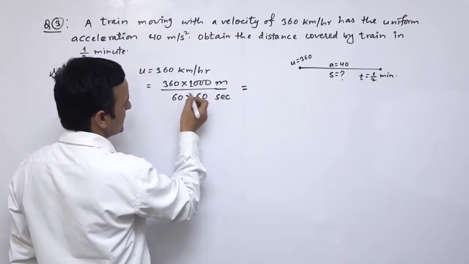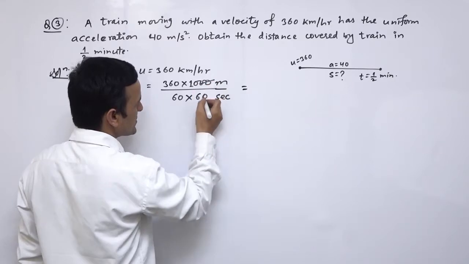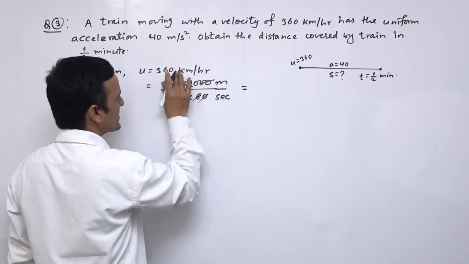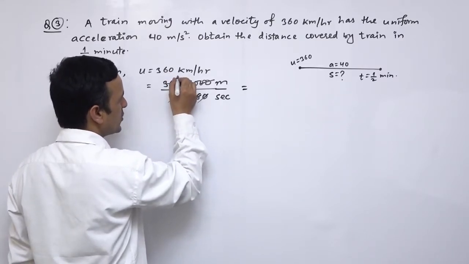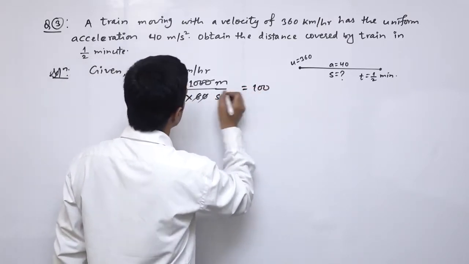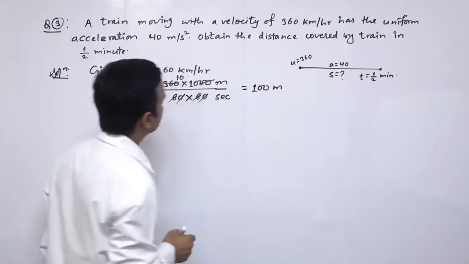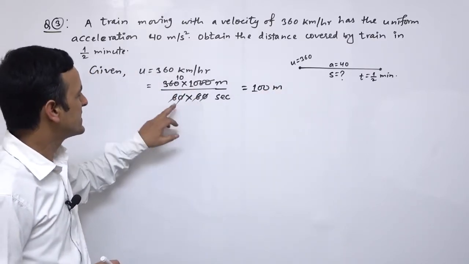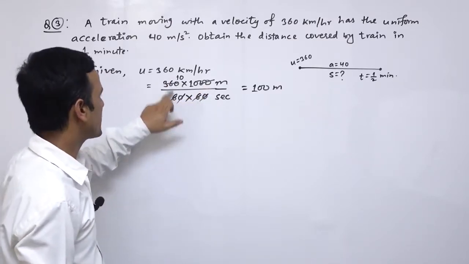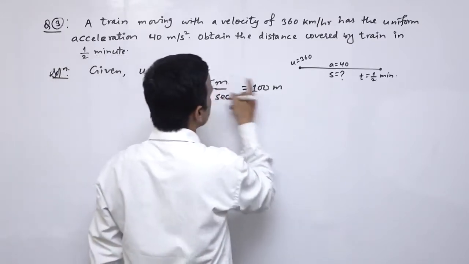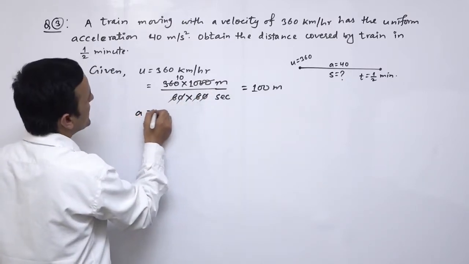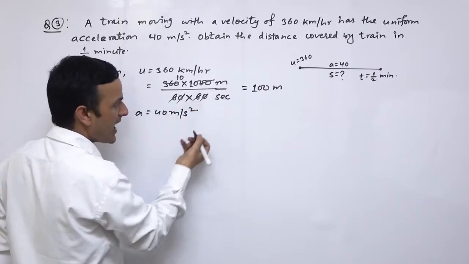Now we can cut down the value. The zeros cancel. 6 into 6 is 36, 36 into 10 is 360, and 10 into 10 is 100 meter per second. So u is 100 meter per second, and the acceleration is 40 meter per second square.